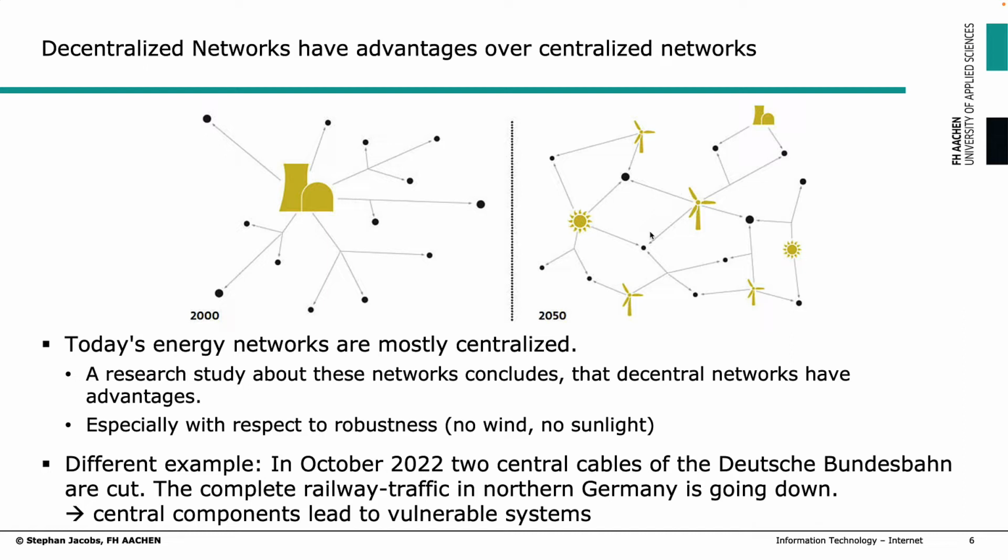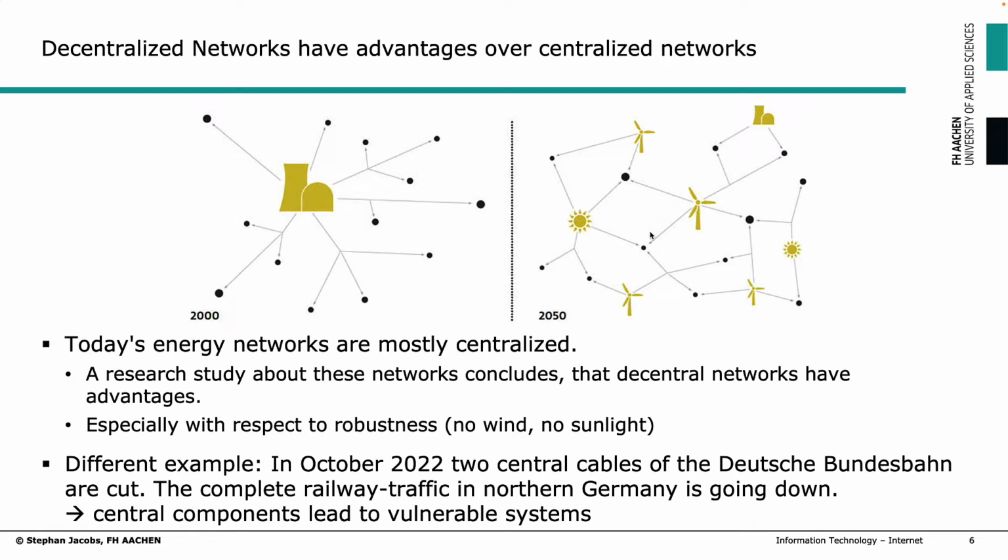Decentralized networks have advantages over centralized networks, at least when it comes to robustness. If you compare, for example, today's energy networks, then these are mostly centralized. We have big power plants, power stations, and in the future we would like to have more decentralized ones which have lots of sources of energy, like solar energy, like wind energy and some other forms of energy.